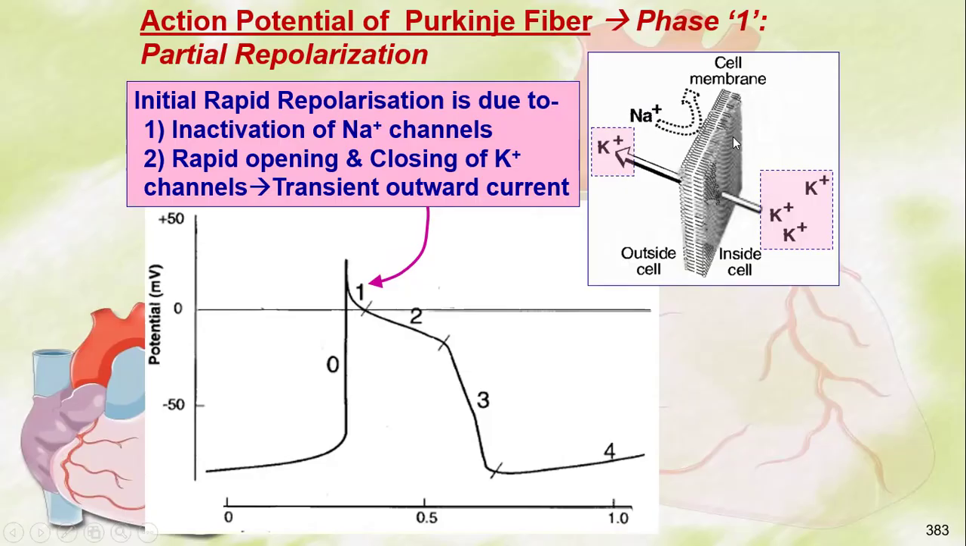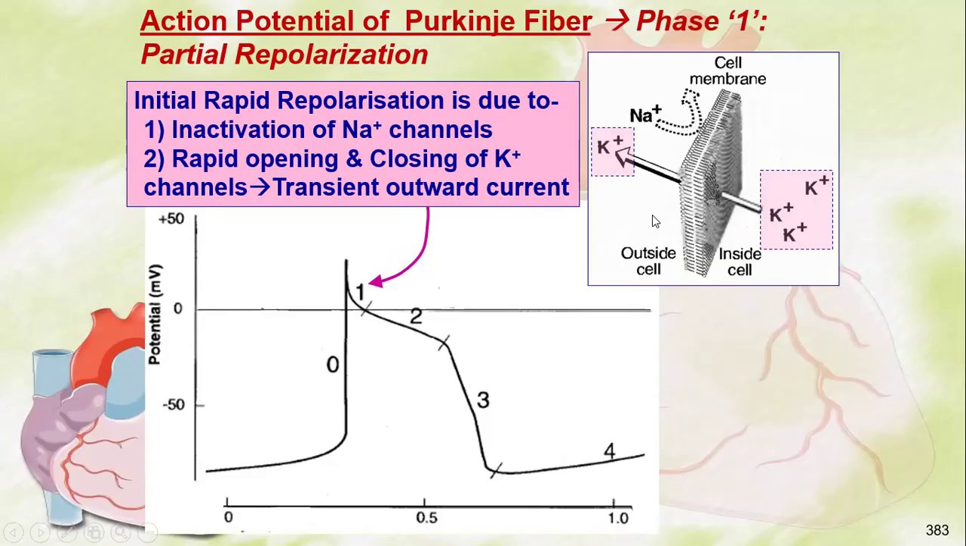Another thing which is happening in phase one is the opening of potassium channels. So now you can see that potassium channels are open, and potassium is moving from inside to outside. Now the question is why potassium is moving from inside to outside, whereas sodium was moving from outside to inside in the earlier phase. The answer to this question is that whenever a potassium channel opens, the movement of potassium always happens from intracellular to extracellular.